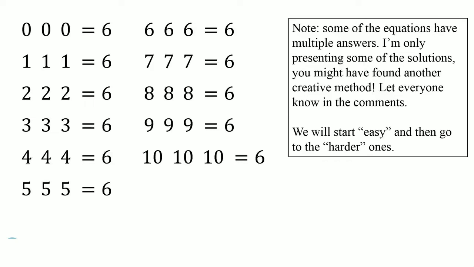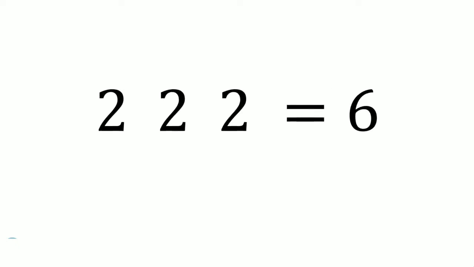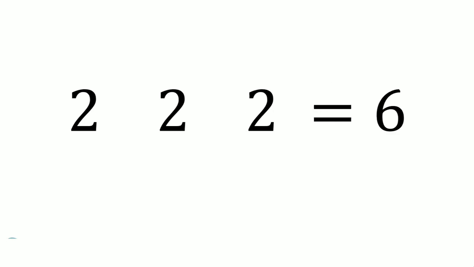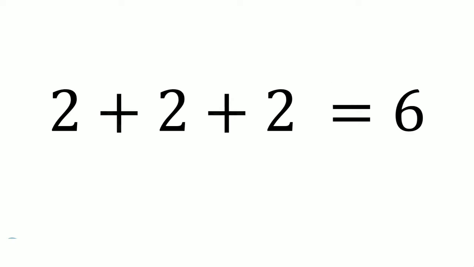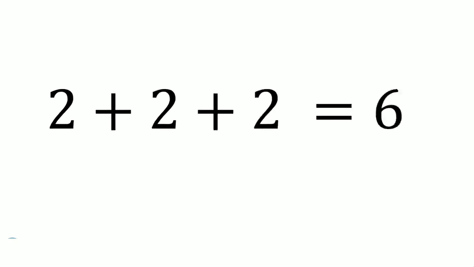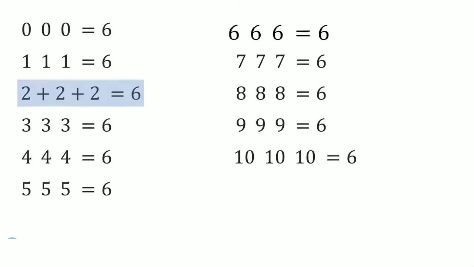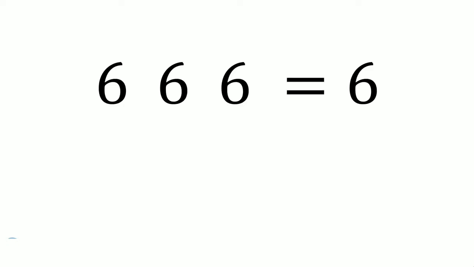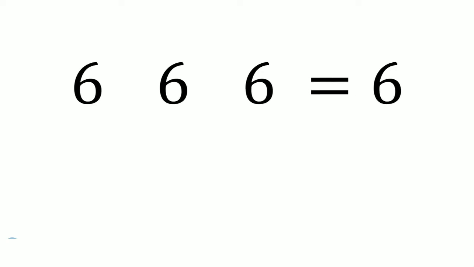We start from easy and go to the harder ones. Let's start with 2, 2, 2 equals 6. We can solve this by using the equation 2 plus 2 plus 2, which gives us 6. So we have already figured out one.